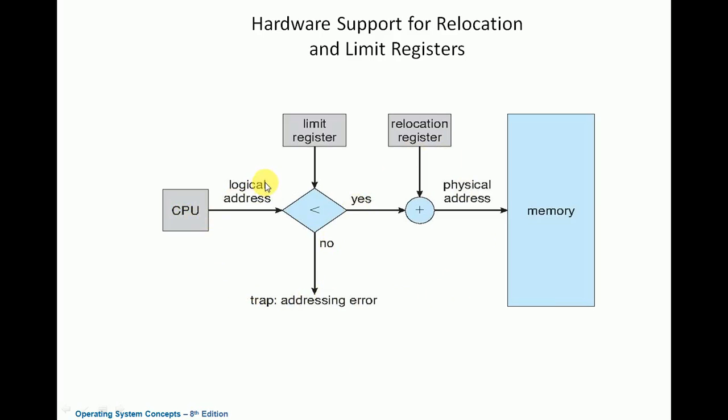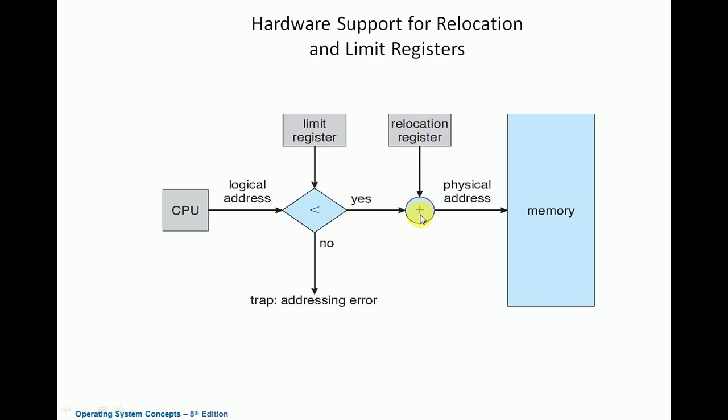The CPU is going to generate a logical address, and there is a limit register whose value will be compared with the logical address. If the logical address is smaller than the limit value, then we proceed. Otherwise, it will be a trap and we will get an addressing error. The logical address generated by the CPU must be less than the value stored in the limit register. If it is true, then it will be added to the relocation register, which contains the base address. It is also called the base register.